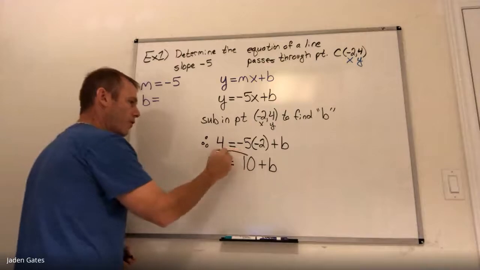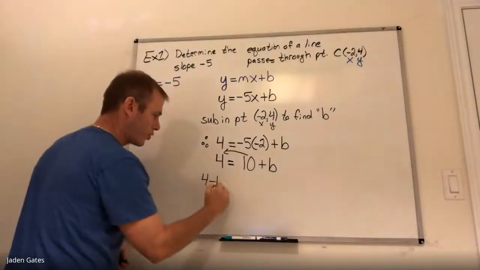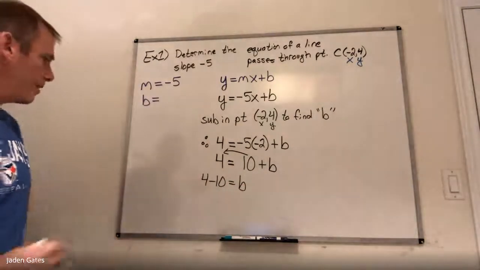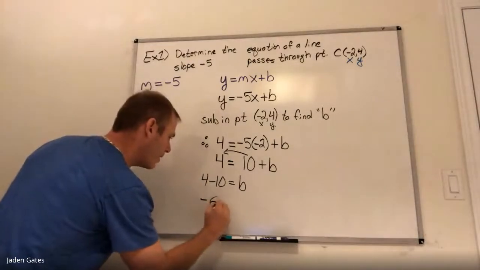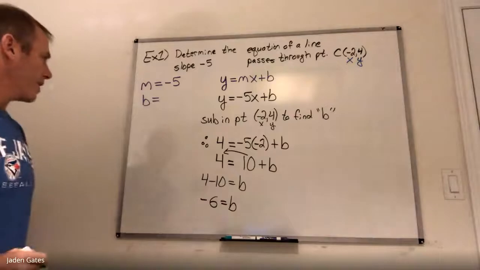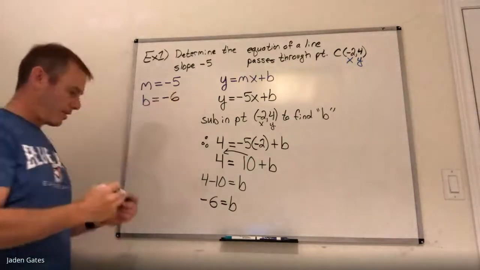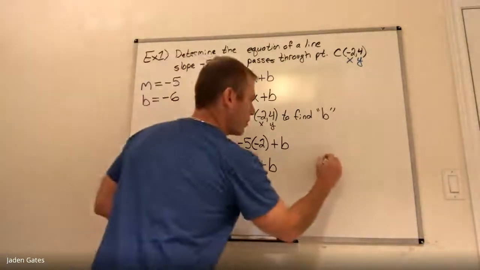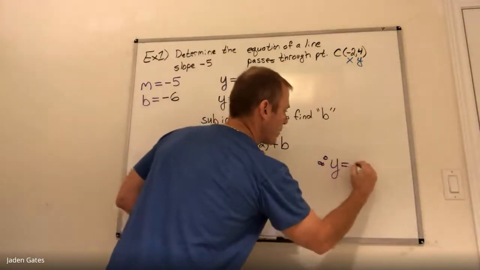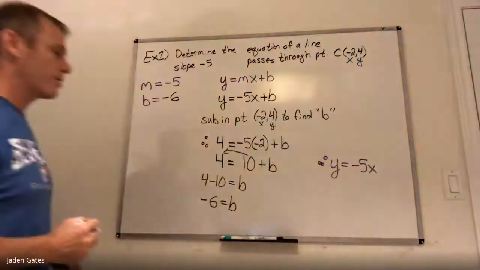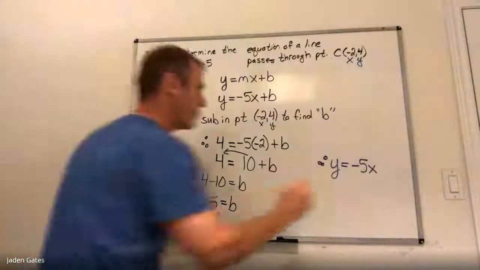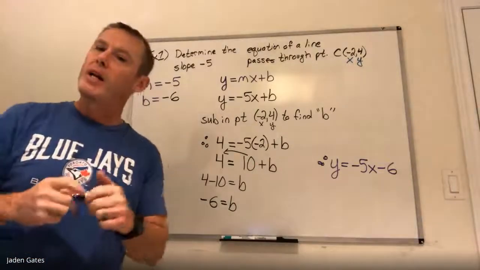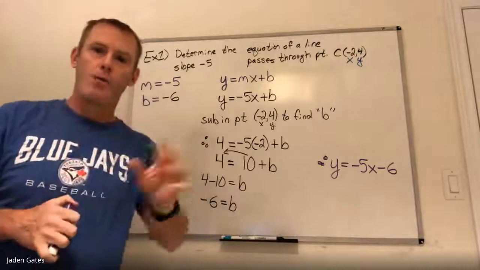I'm going to move the 10 over to the other side, change a side, change a sign, so it becomes a -10. Now I have 4 minus 10. If I have 4 and I take away 10, I'm down to -6. And so my b value is -6. That's all I need. I can write the equation of my line: y = -5x - 6. And there's the equation of my line. No graph required, but we're finding the same things: the slope and the y-intercept.